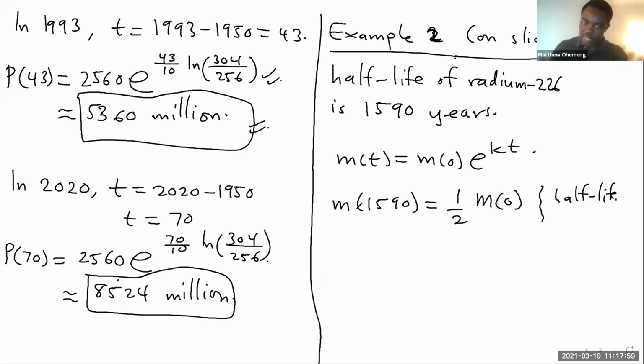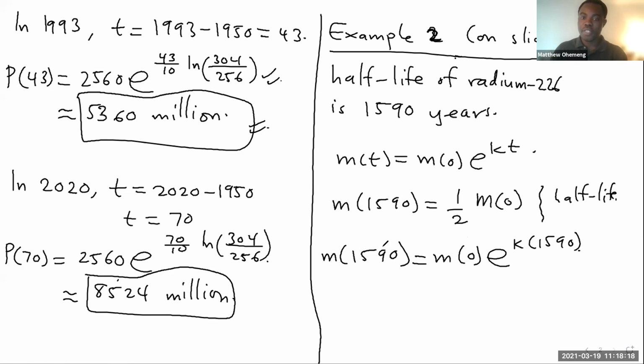But then we have a formula for getting the mass at any time t. Just as the half-life gives us m of 1,590 equal to half of m0, we could also find m of 1,590 equal to m of 0 e to the k times 1,590. Since the two are supposed to be equal, we set them equal to each other: half m of 0 equals m of 0 e to the 1590k. Then we solve for k.